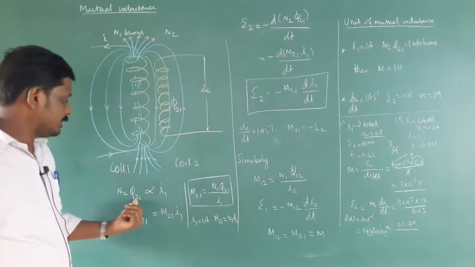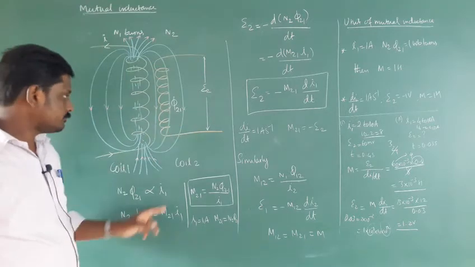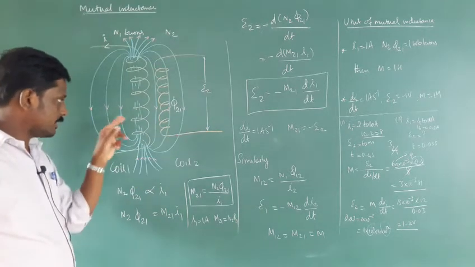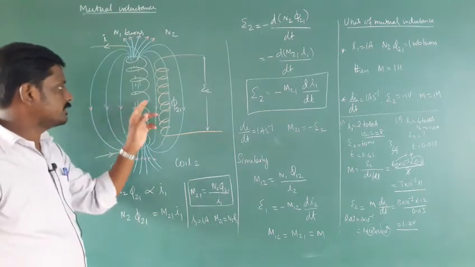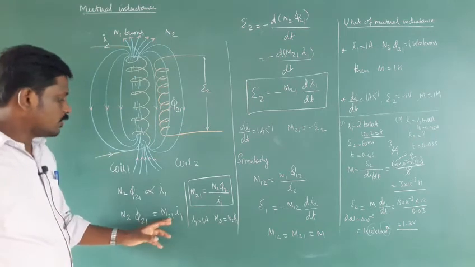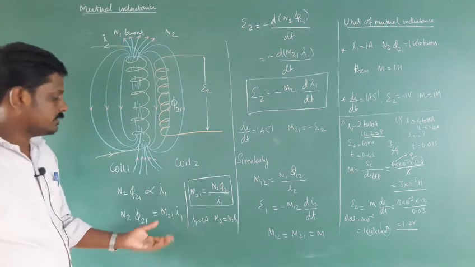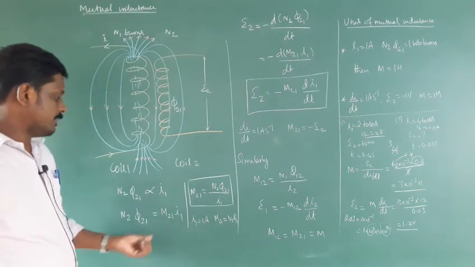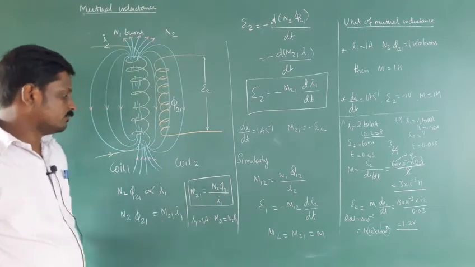So N2 phi 21 is directly proportional to the current I1. So the induced EMF is directly proportional to the current I1. Considering the flux linkage of every single turn, the total flux linkage is equal to M21 I1. M21 is the constant of proportionality, that is the mutual inductance. Rearranging, you will get M21 equal to N2 phi 21 by I1.